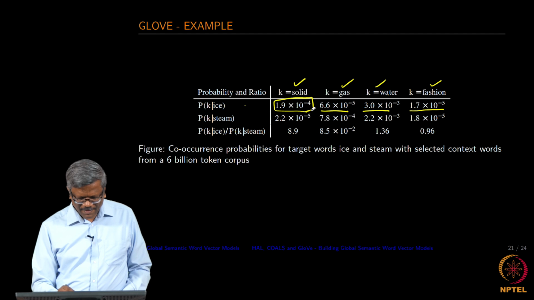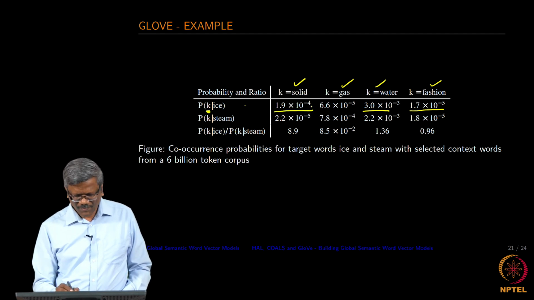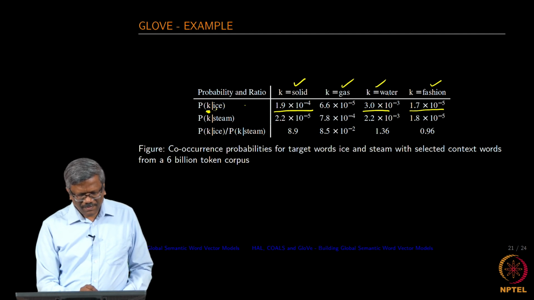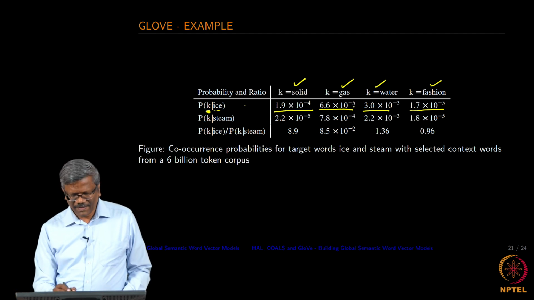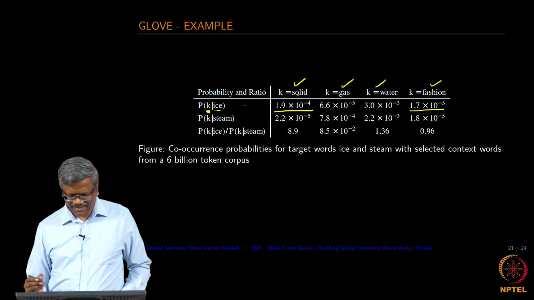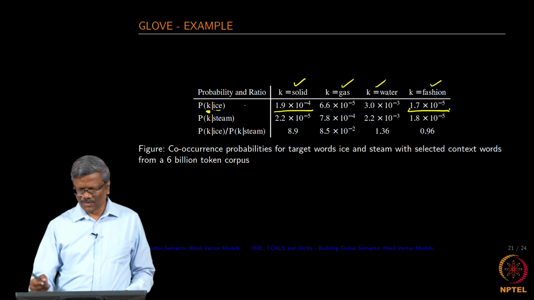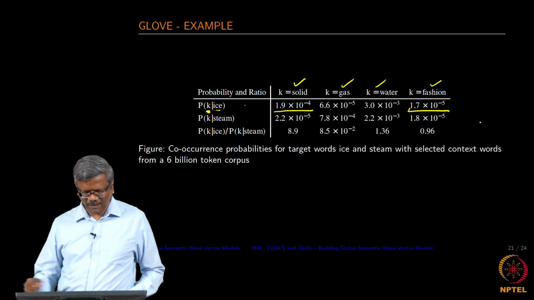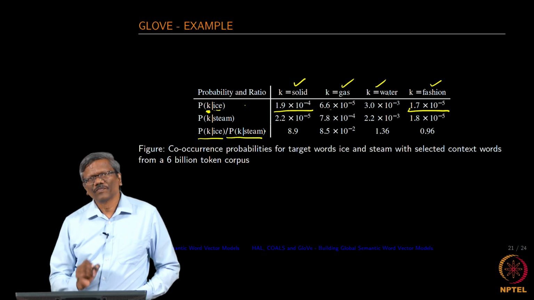So, when k is equal to solid, you have a higher value, and given ice, it cannot be a gas, right. So, this is going to have a small value, and then this is also going to have a value higher than this in some cases because of the occurrences, and definitely this is not related to this. So, you have a very small value. In the same fashion you find it for all. And then you also try to find out the ratio of the probability.